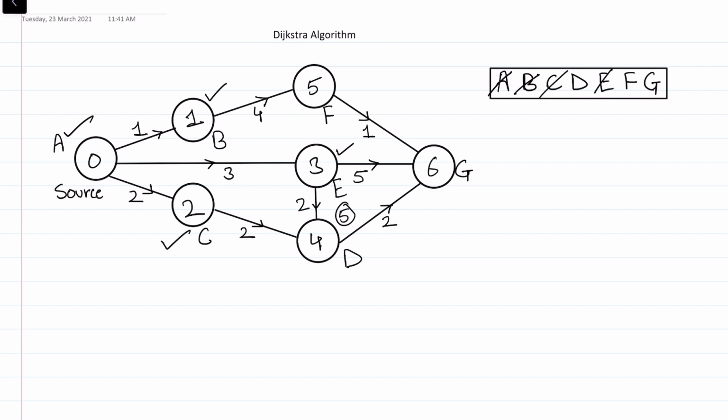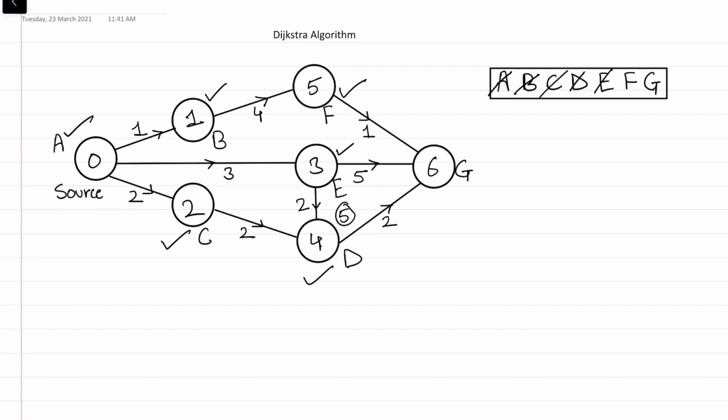And since we have relaxed all the outgoing edges from D, we can remove it from the set. Now we have only two nodes left, F and G, and we again find the minimum distance value, which is 5 in this case, and we relax all the outgoing edges from F, which is only from F to G, and which is equal to the distance already finalized. So it will have no effect.